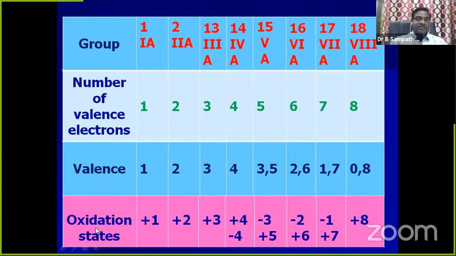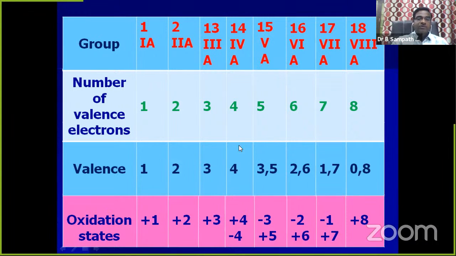Most of the students can get confused here. Valency and oxidation state, here valency is without signs, but oxidation state is with signs. And let us see how. Here for second group elements, number of valence electrons 2, valency 2, oxidation state is +2. So like that here, for third group 3, valency 3, and oxidation state is +3.